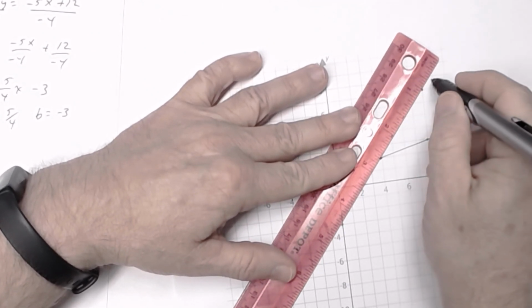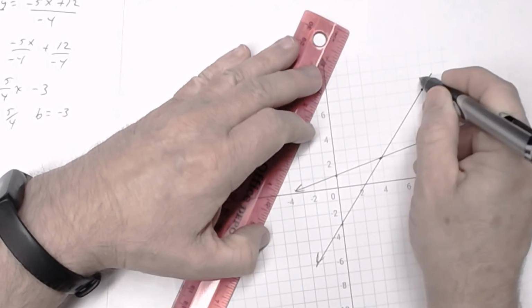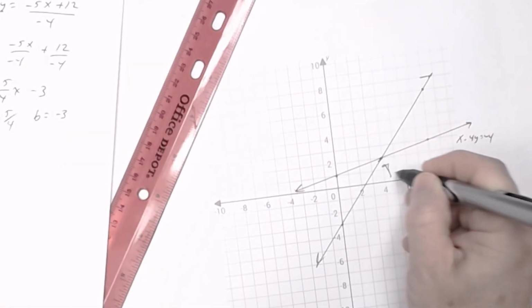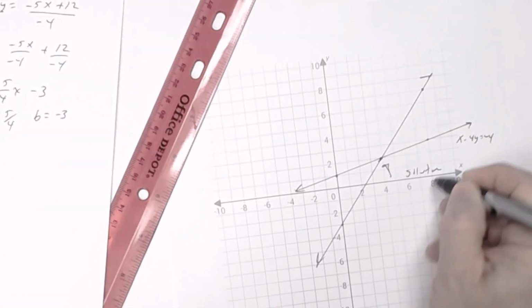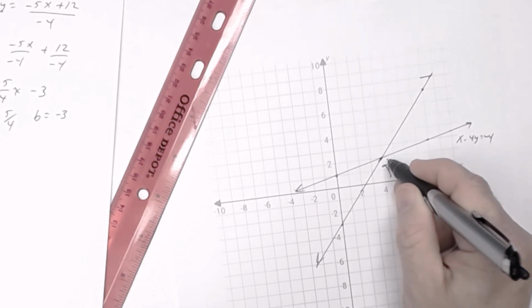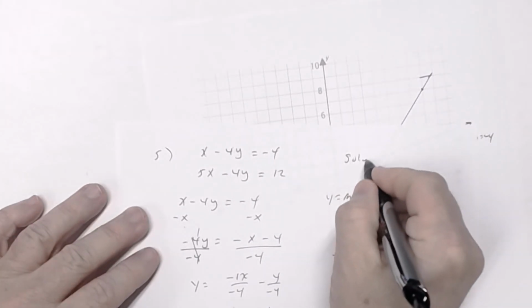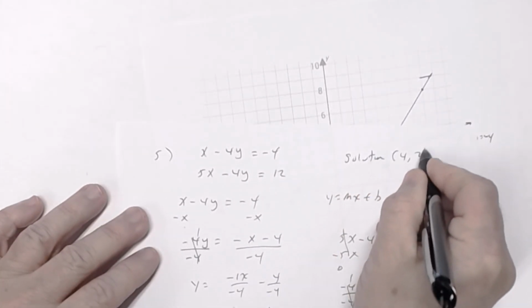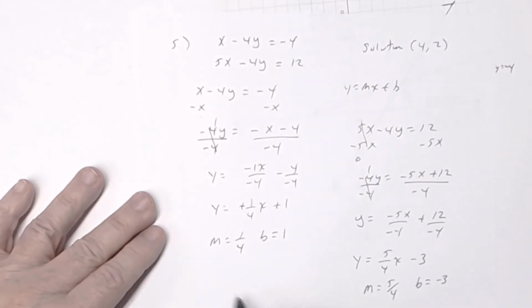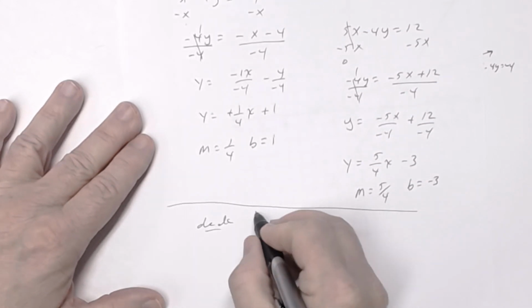And so this right here is the point of intersection. And so that's your solution. So the solution is going to be 4, what? 4, 2. That's your solution. All right, so the solution is 4, 2. Now what I'm going to do is just go ahead and check this. So let's just check it. We're checking the solution 4, 2.